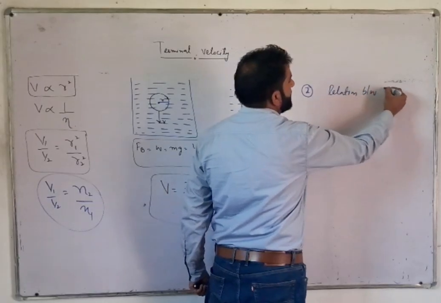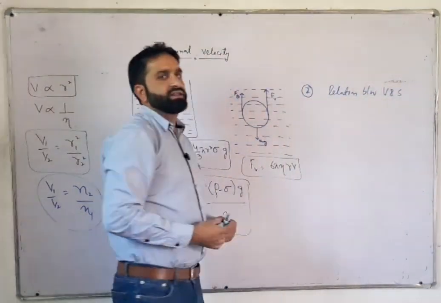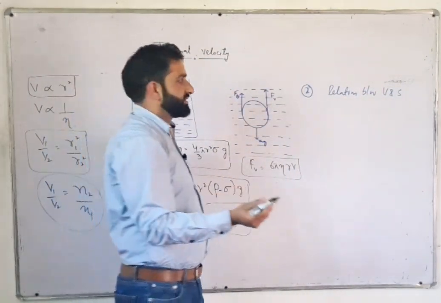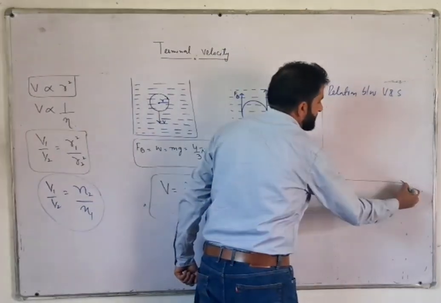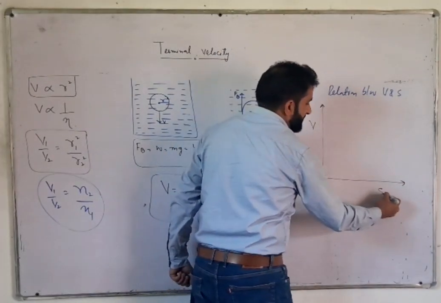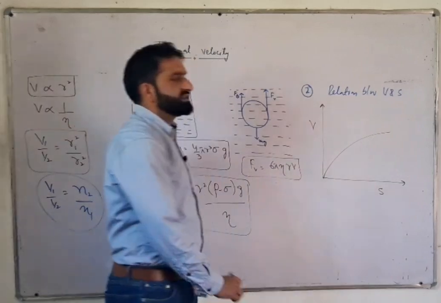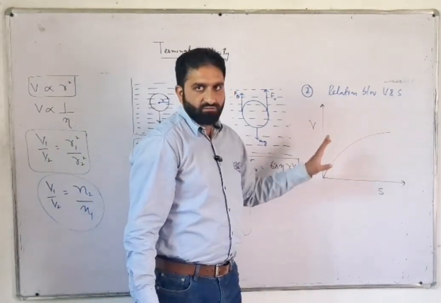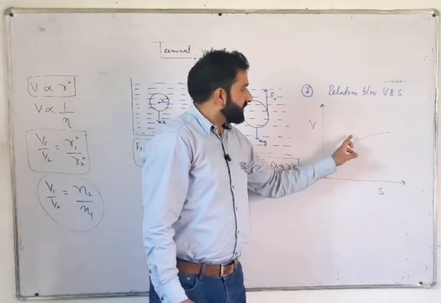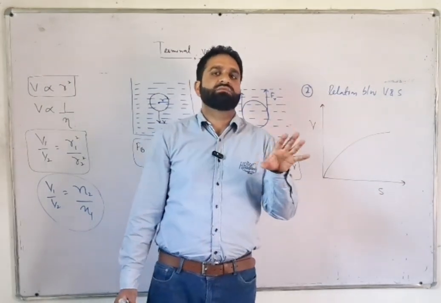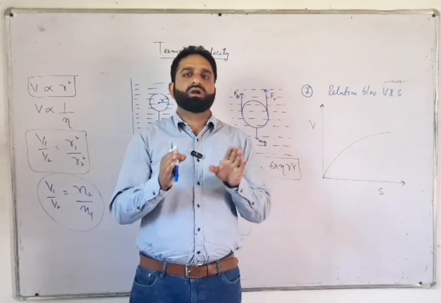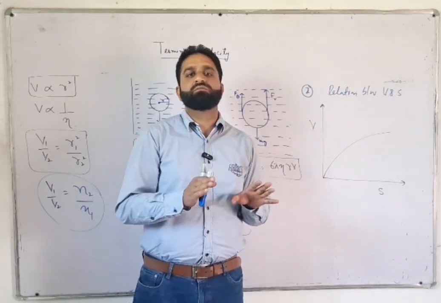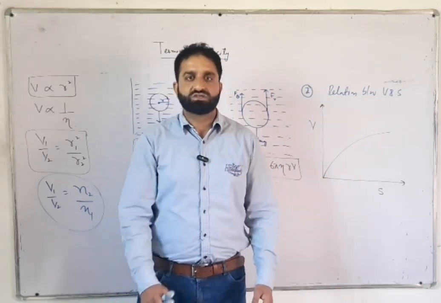Relation between v and s, the velocity and the distance. In the case of a body moving, here we have velocity and here we have distance. That means with the distance the velocity first increases, and after traveling some distance the velocity becomes constant, because after traveling some distance in the viscous liquid, the spherical body moves with the terminal velocity, and that terminal velocity is constant.